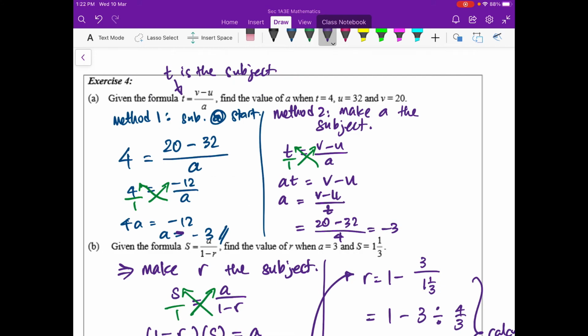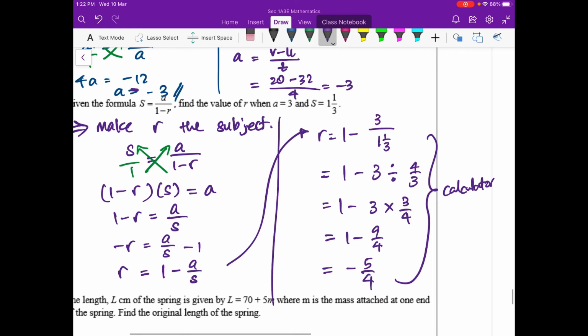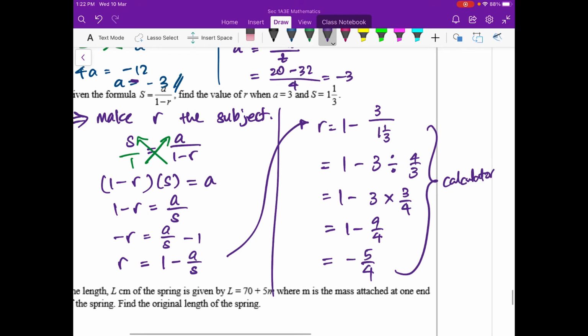Yeah, okay. So like I mentioned, I wanted to show you all using method number 2, which is making R the subject. Because later on, you will be forced to do this type of question. Make R the subject. So your manipulation, when I say manipulation, I mean whatever you do on one side, you do on the other side, must be the same.